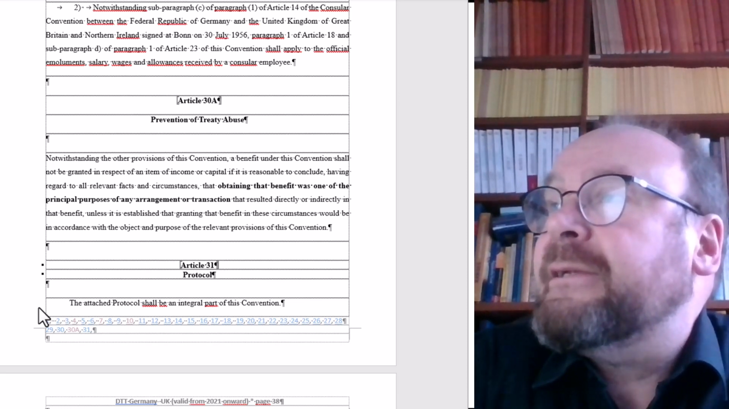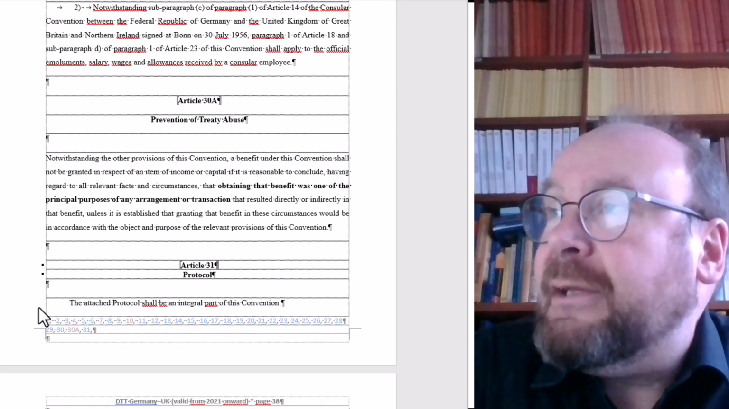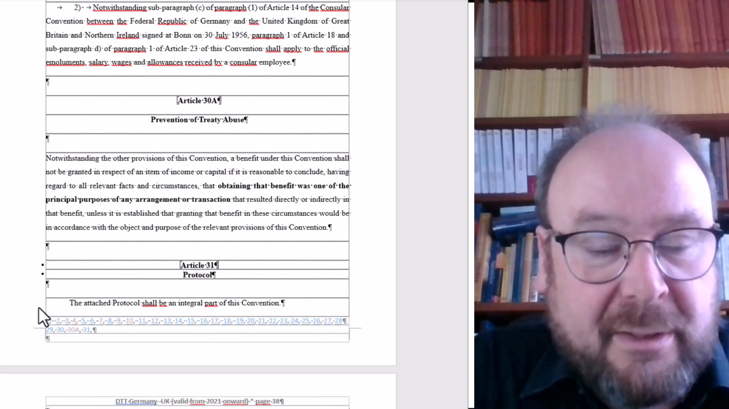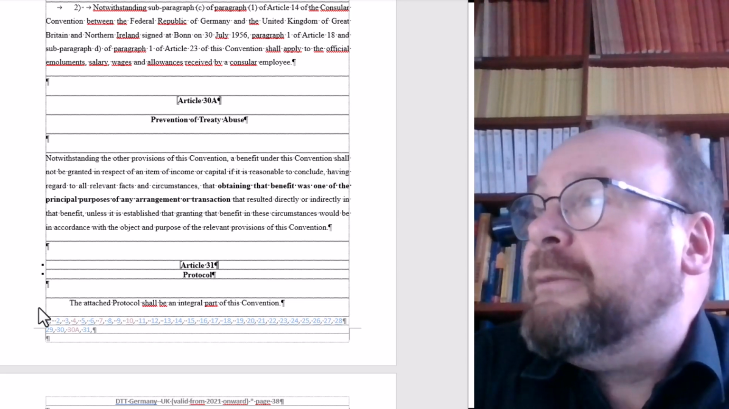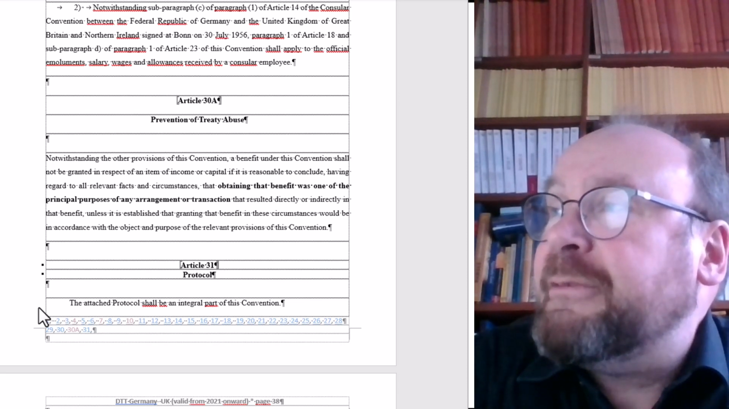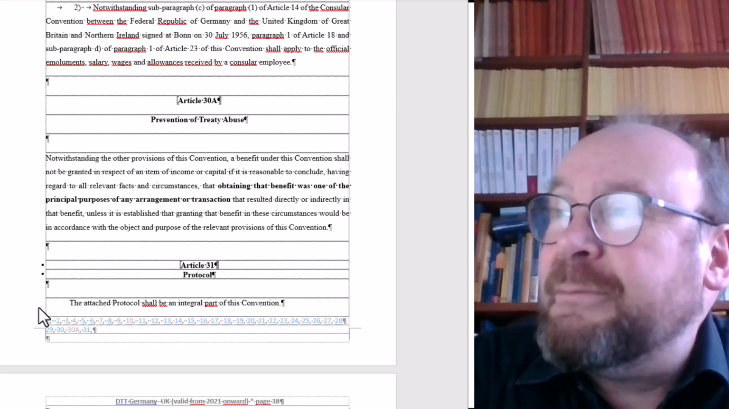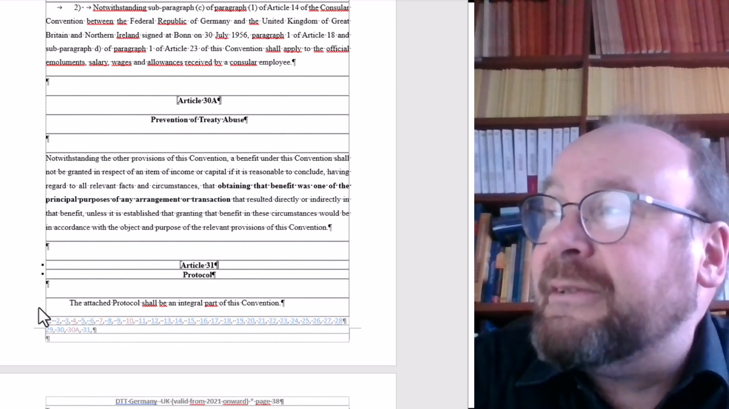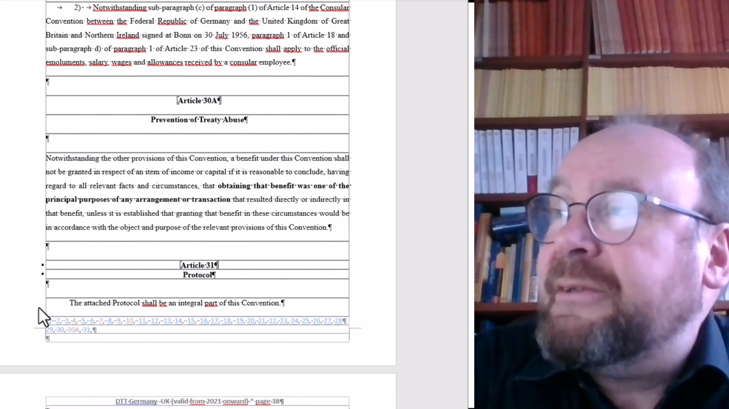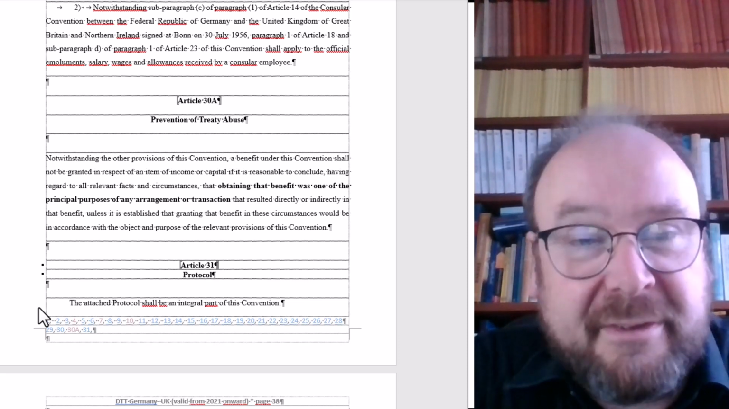And this article says, notwithstanding the other provisions of this convention, so unharmed by the other rules laid down here, the following rule has to be applied with prevalence. A benefit under this convention shall not be granted, so will be denied, in respect of an item of income, if it is reasonable to conclude that obtaining that benefit was one of the principal purposes of any arrangement or transaction that resulted directly or indirectly in that benefit, unless it can be established that granting that benefit in these circumstances would have been in accordance with the object and purpose of the relevant provisions of this convention.